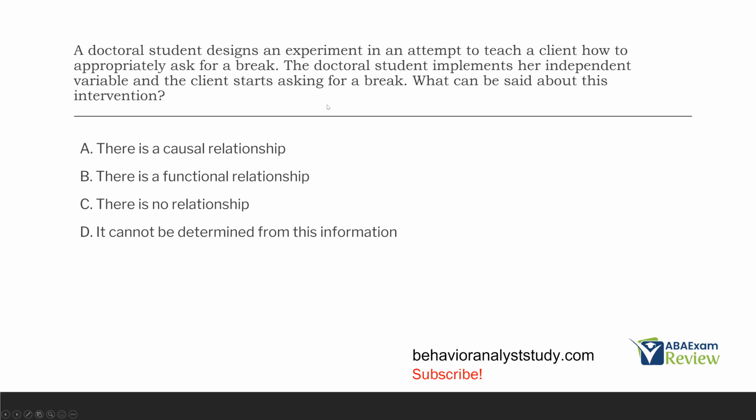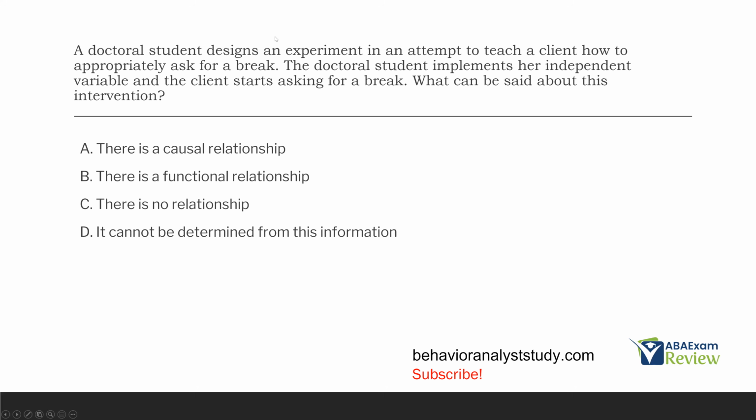A doctoral student designs an experiment in an attempt to teach a client how to appropriately ask for a break. The doctoral student implements her independent variable, and the client starts asking for a break. What can be said about this intervention? When you get questions that ask what can be said about this, right? Just be very careful that you're only using the information given to you, okay? Because it takes a lot of information to draw conclusions in our line of work.